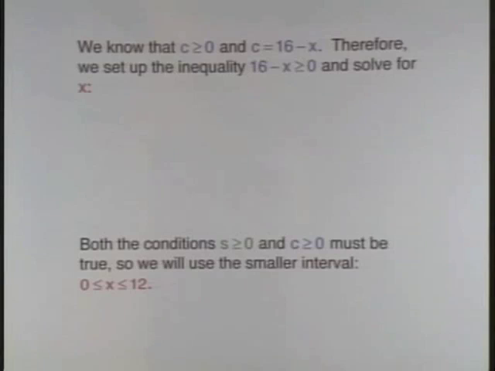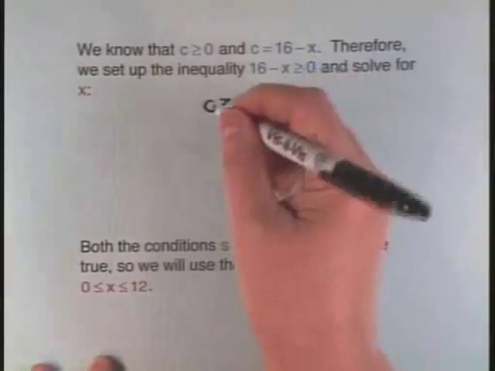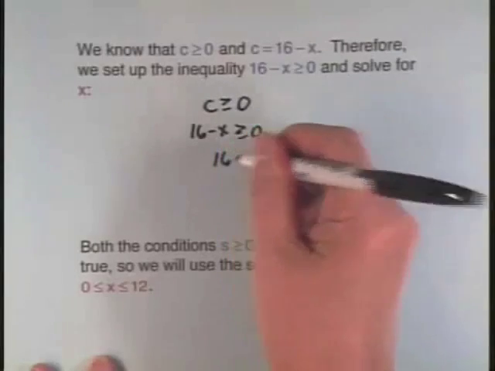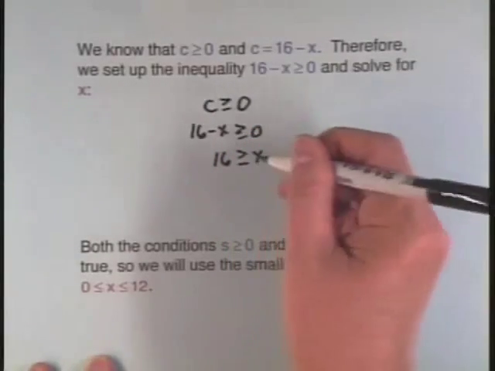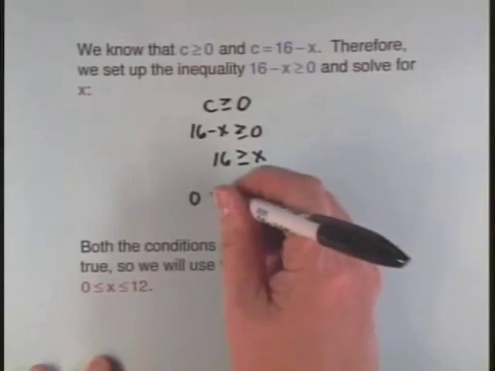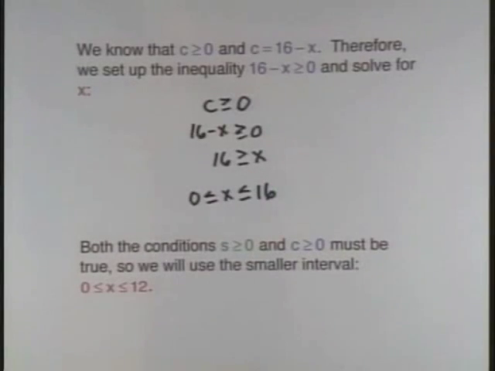We know that c is greater than or equal to 0 and c equals 16 minus x. Therefore, we set up the inequality 16 minus x greater than or equal to 0 and solve for x. Adding x to both sides gives 16 greater than or equal to x. Since x is greater than or equal to 0 and x is less than or equal to 16, we have 0 less than or equal to x less than or equal to 16. Both conditions must be true, so we will use the smaller interval from the previous step, 0 less than or equal to x less than or equal to 12.